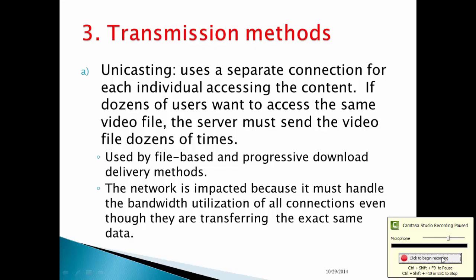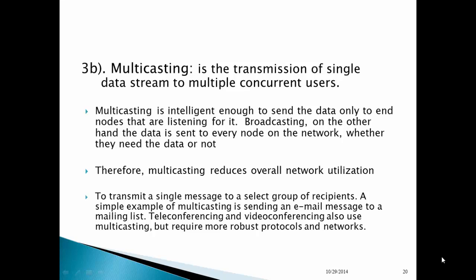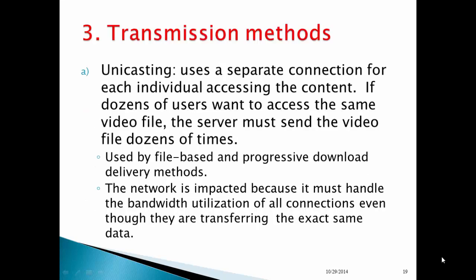Okay, the third factor that affects video over IP is transmission method. There are several different types of transmission methods. The first one is called unicasting.